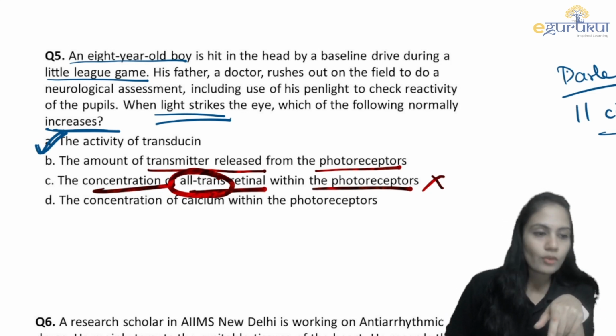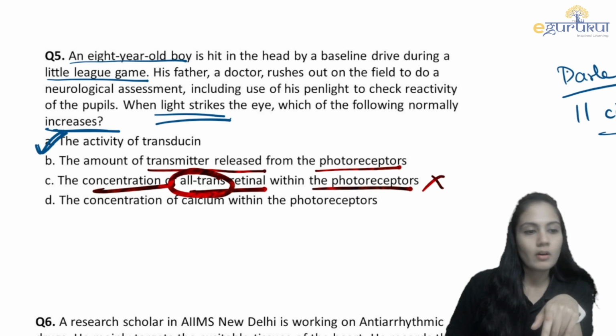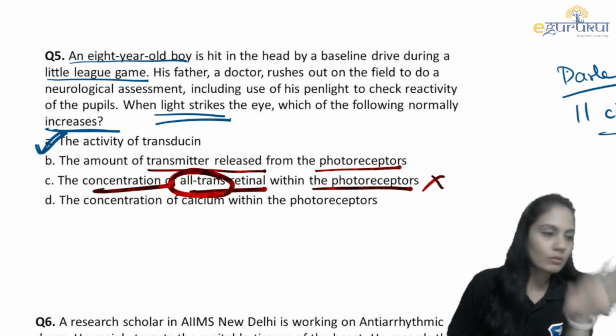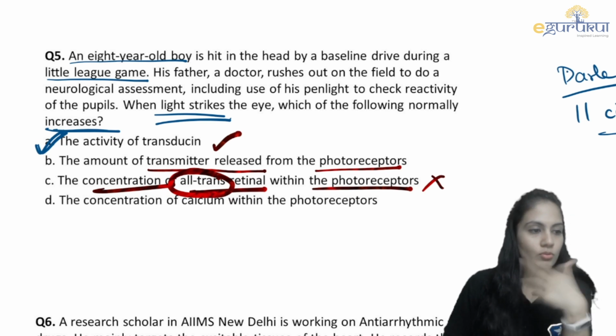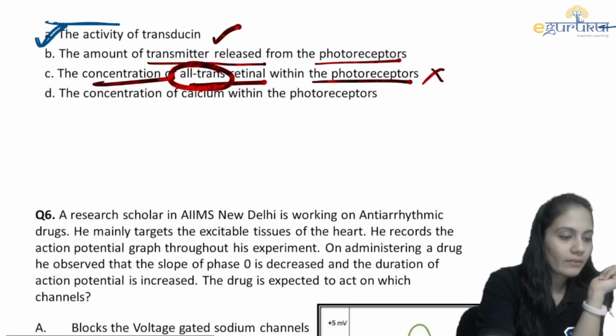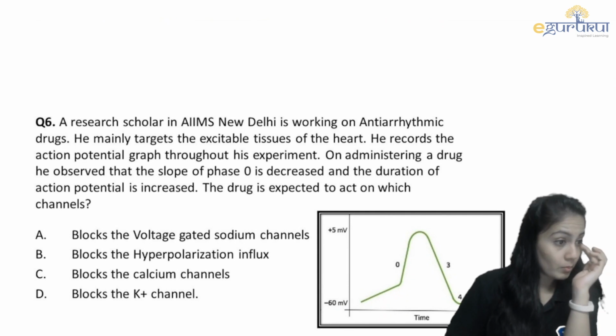The concentration of the calcium within the photoreceptors, obviously this is going to decrease. So all of them are going to decrease, just the activity of transducin will be more. Activity of transducin will be more, right?